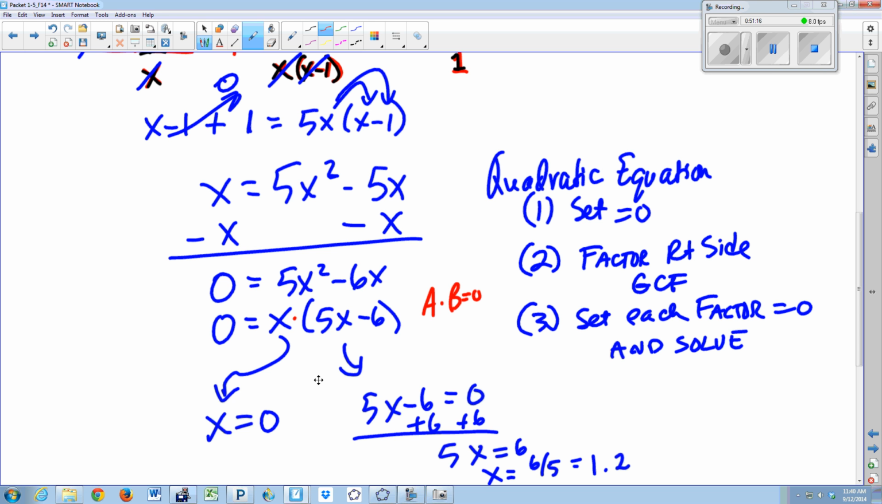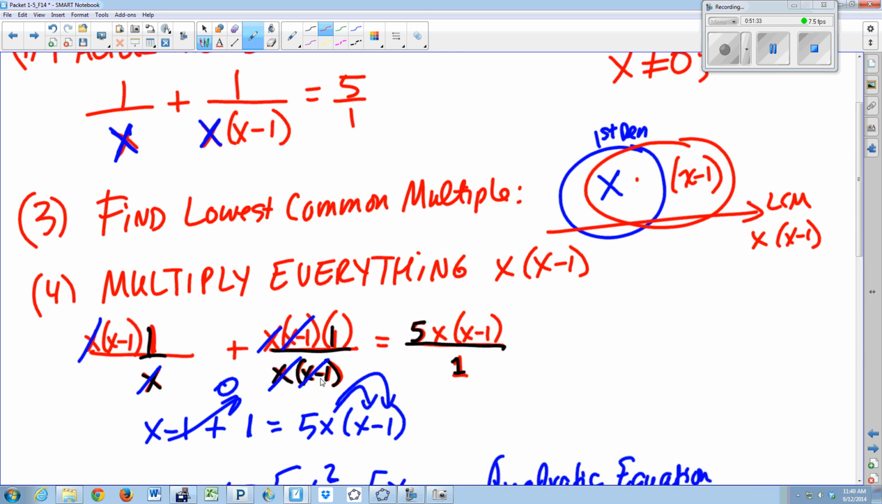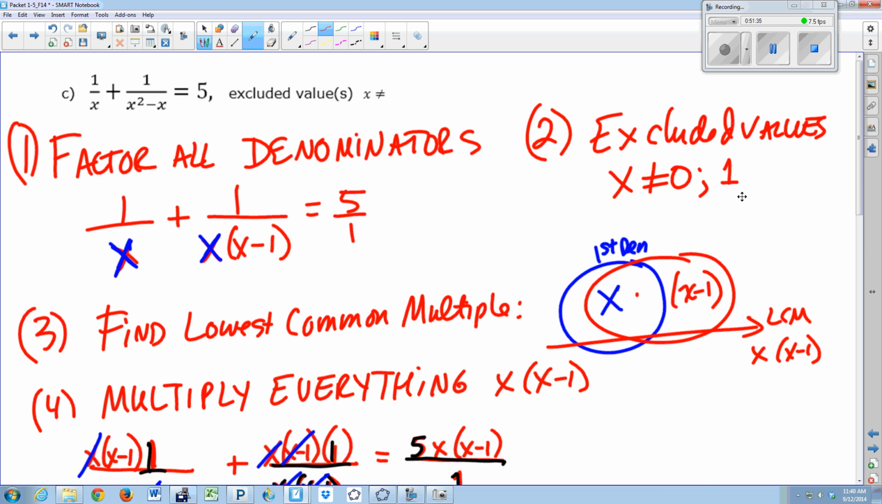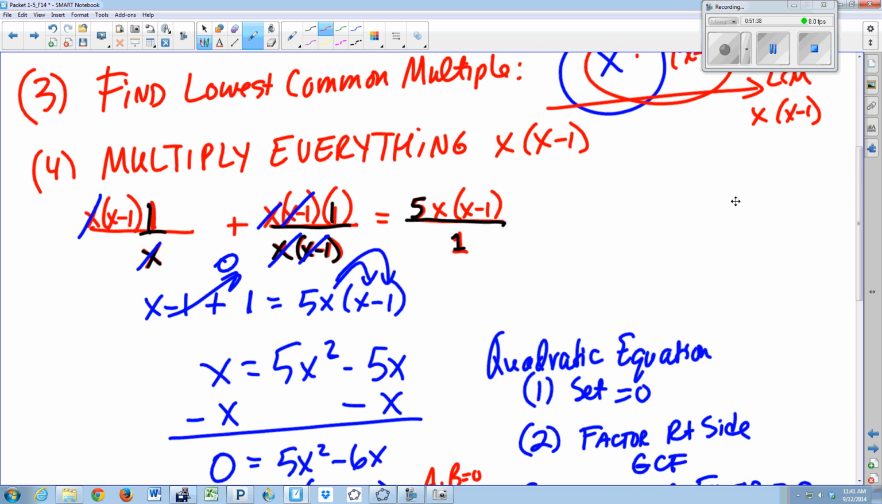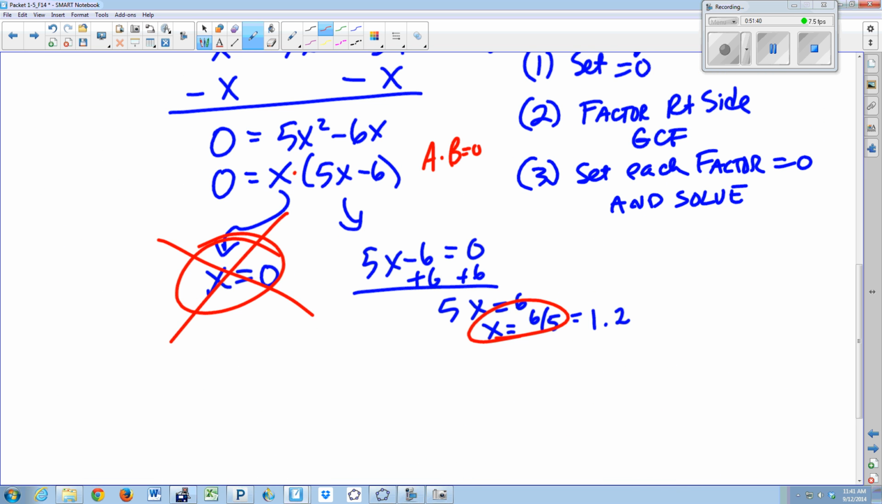No, yeah, you could check it, but I would always check it back in the original problem, because if you made any mistakes to get to here, right? Now, my question is, do I just go like this, boom, boom, and I'm done? Why not? Because look back at your first step. What couldn't x equal? 0 or 1. So this cannot be a solution to this equation. So this equation has one element in its solution set, and it's just 6/5. There's only one solution here.